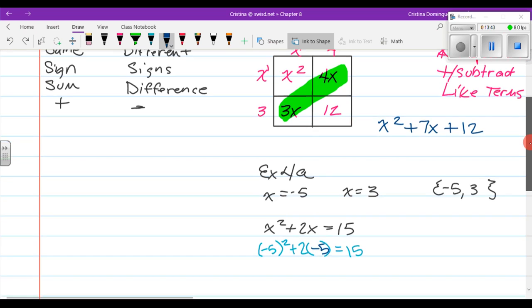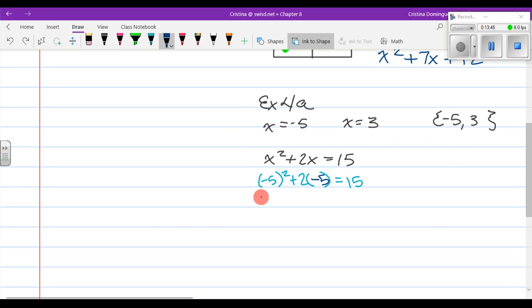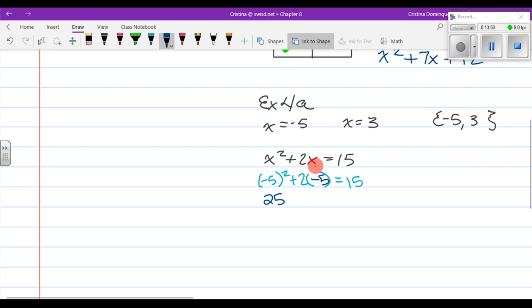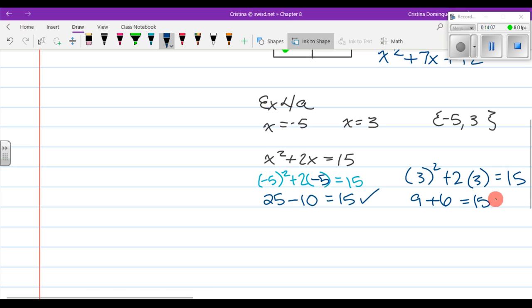You could actually just check this in your calculator if you wanted to. I'm going to go ahead and just do it by hand. But I've got the idea of 25 minus 10 equals 15. And yep, that checks out. I'm going to go ahead and do it again with 3 squared plus 2 times 3. Does that equal 15? I end up with 9 plus 6. And yes, that equals 15 as well. Okay, so we can check it like this.